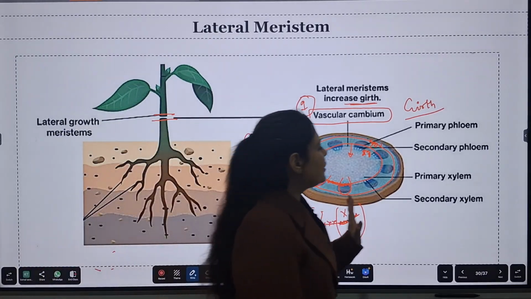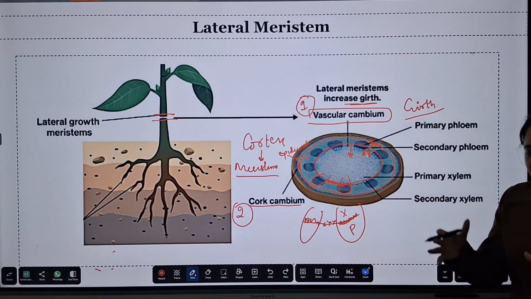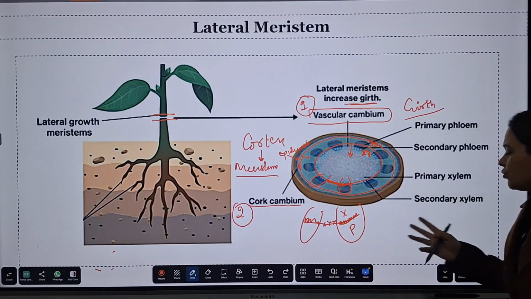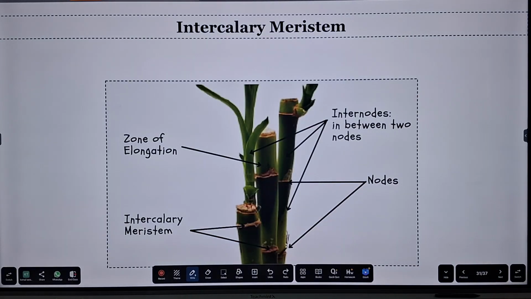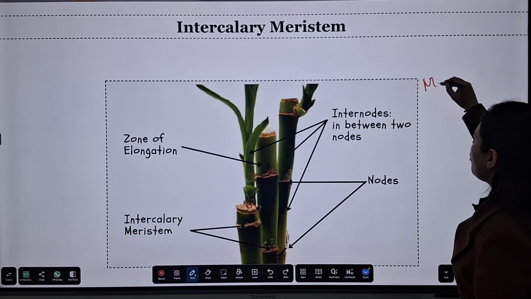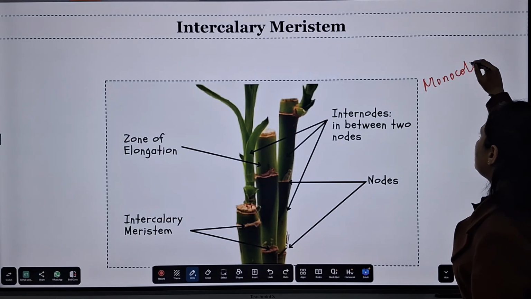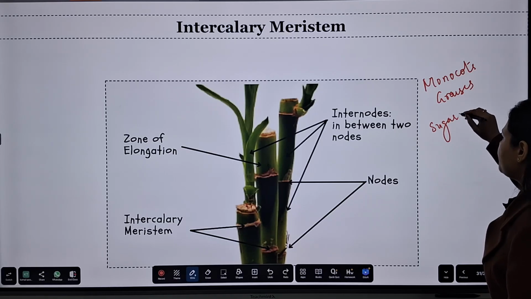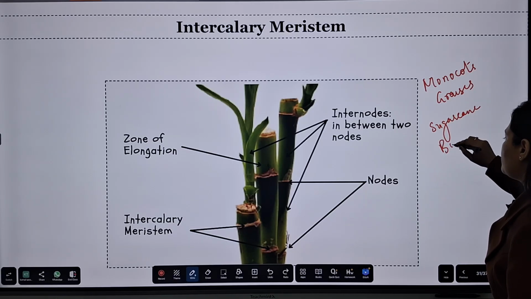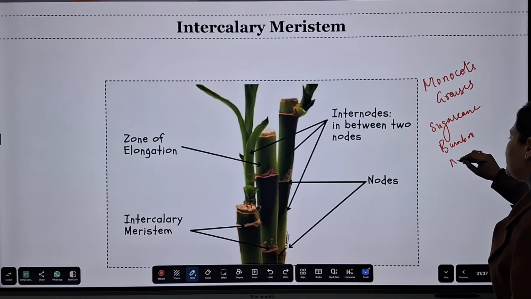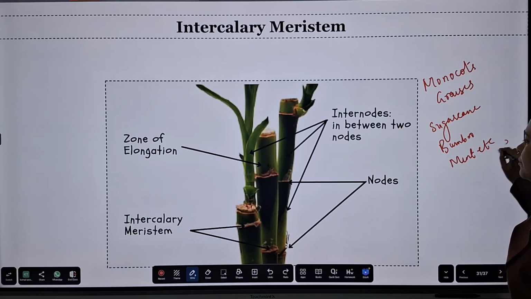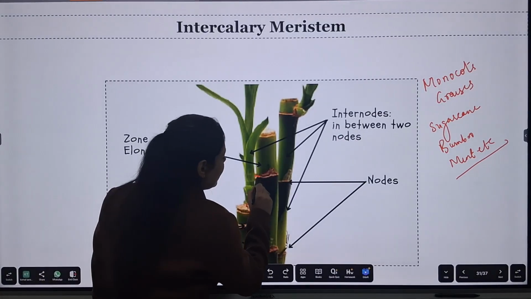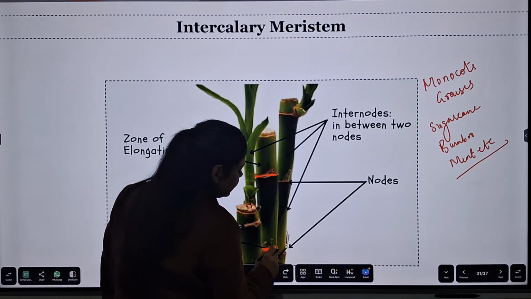So these are the two types of lateral meristem that are present laterally in the vascular tissue and in the cortical region. Now, third one is intercalary meristem that we see in case of monocots, grasses, like sugarcane, bamboo, mint plant, etc. So this is a sugarcane stem, you can see. This is one node. This is another node.